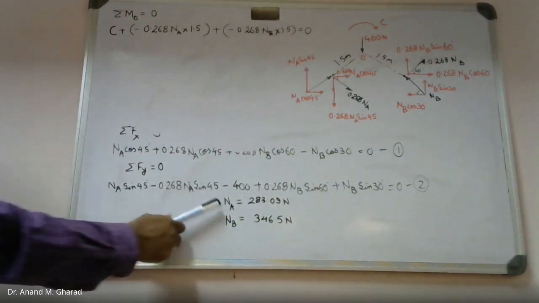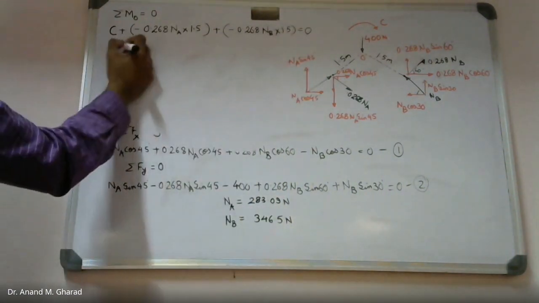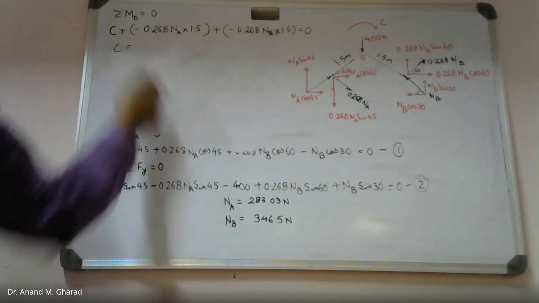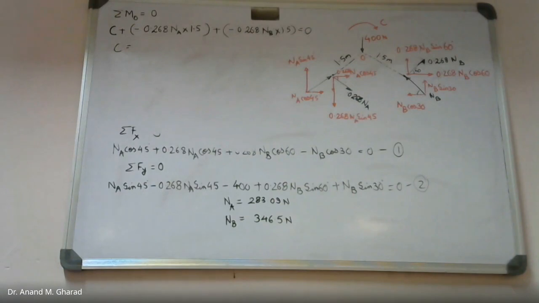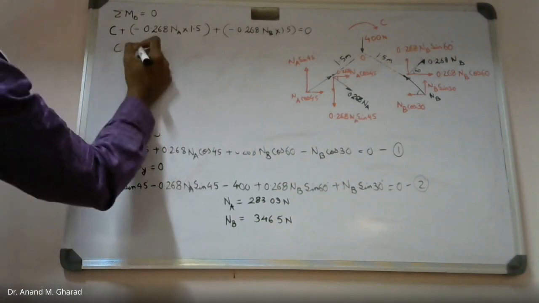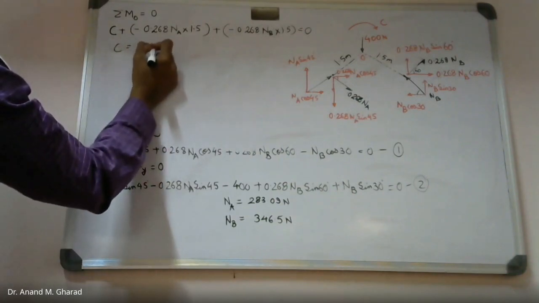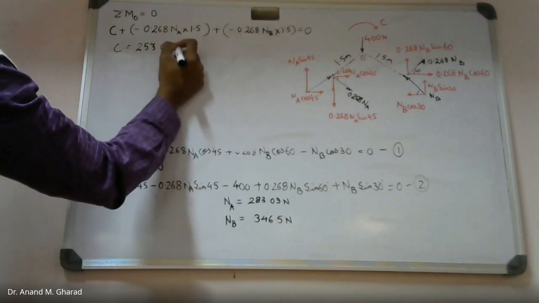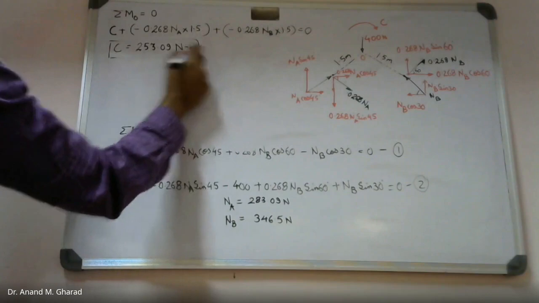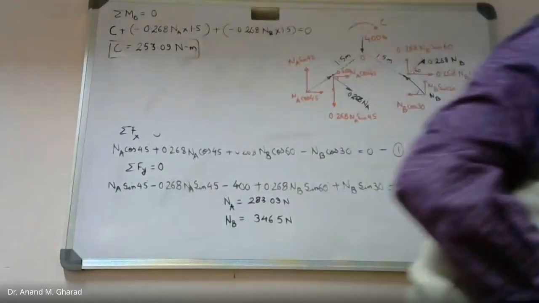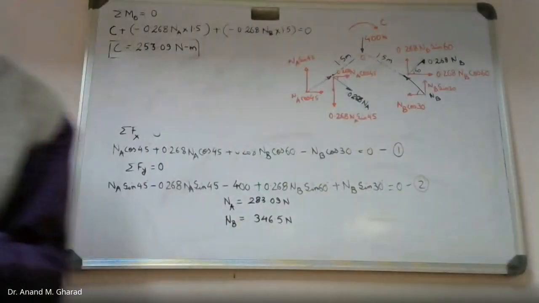So we have already evaluated Na and Nb values. With the help of that, you substitute these values in this equation and you find out C value. I am getting C value as 253.09 Newton meter. This is what I am getting. 1 minute.